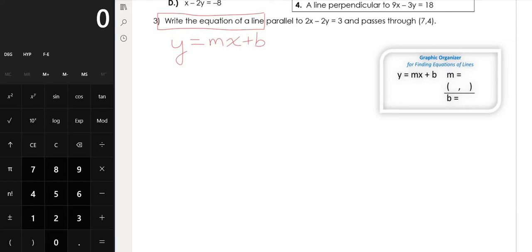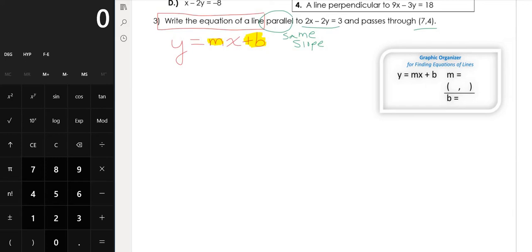Now to write that equation, you only need 2 things. You need to know the slope of your line, and you need to know the y-intercept. Let's look at what they provided us with so we can talk about how we're going to get the slope and the b. It says write the equation of a line that is parallel. That parallel thing tells you same slope. So write the equation of a line that has the same slope as 2x minus 2y equals 3, and your line should also pass through the point (7, 4).